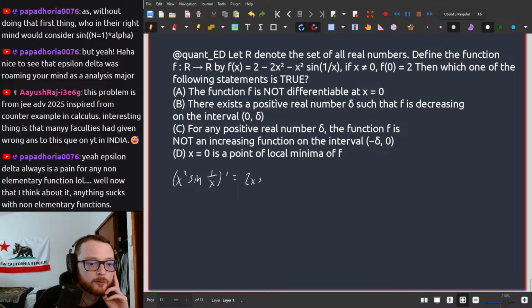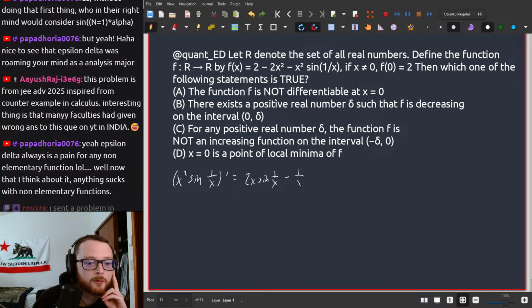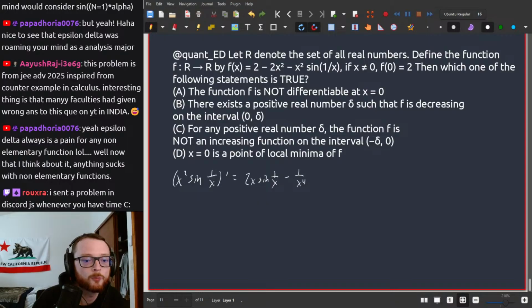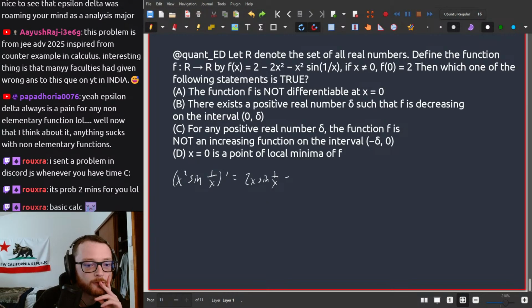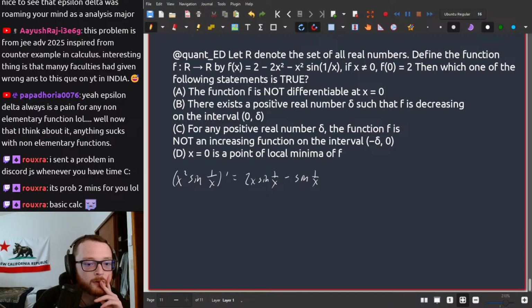So product rule. Oops, that's not how math works. This x squared cancels the derivative of that 1 over x. Ooh, so we get just a sine of 1 over x out. And so that means it's not differentiable at x equals 0. So A is definitely true. I assume there could be multiple that are true, so we'll check them all.